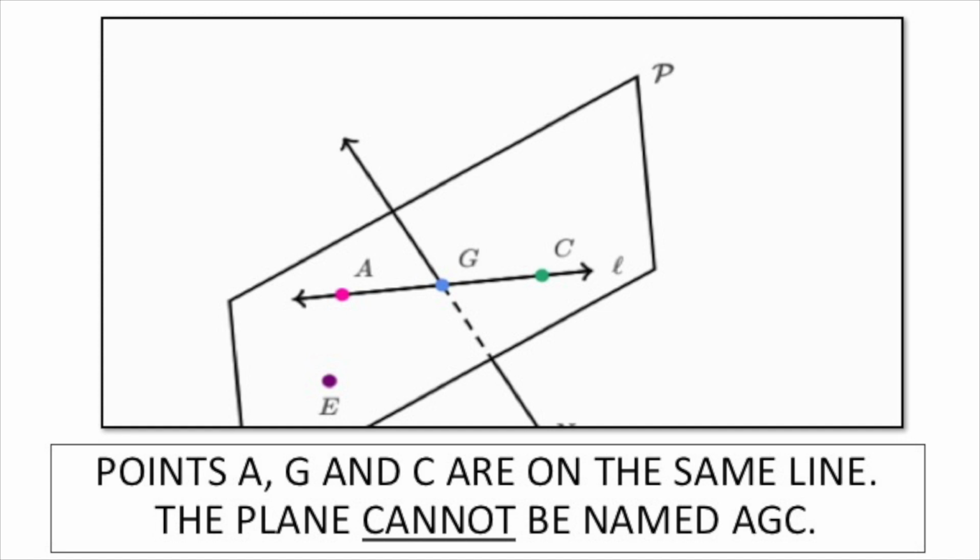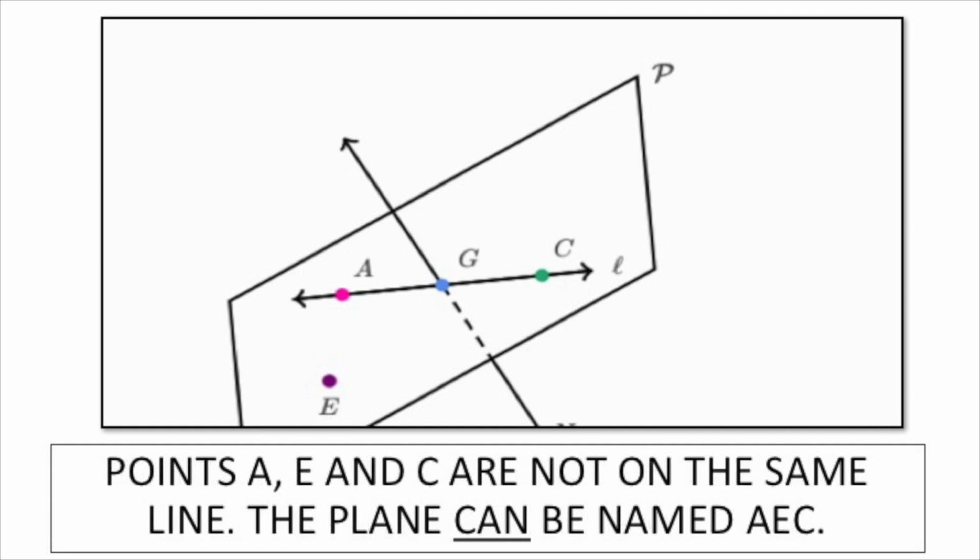A, G, C. The plane cannot be named AGC. Remember, if the points are in a straight line, we can't use them to name the plane. Okay? Very important. So, points A, E, and C are not on the same line. The plane can be named AEC.